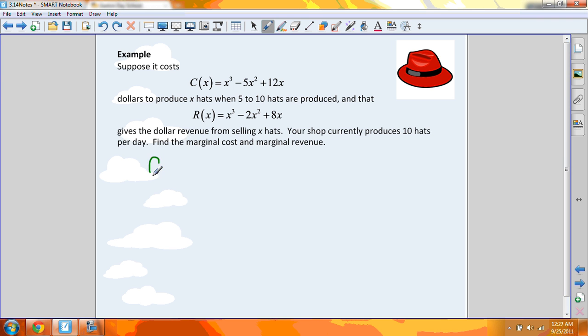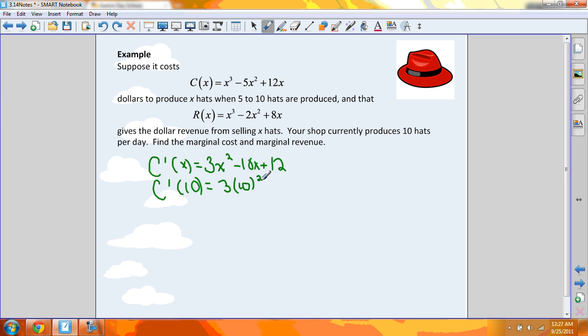So, marginal cost. I want to find C prime of 10. So first I will find C prime of x. And again, I'm just taking the derivative of a polynomial, so that is 3x squared minus 10x plus 12. And I want to know what the marginal cost is when I am producing 10 hats. So I just plug 10 into that function.